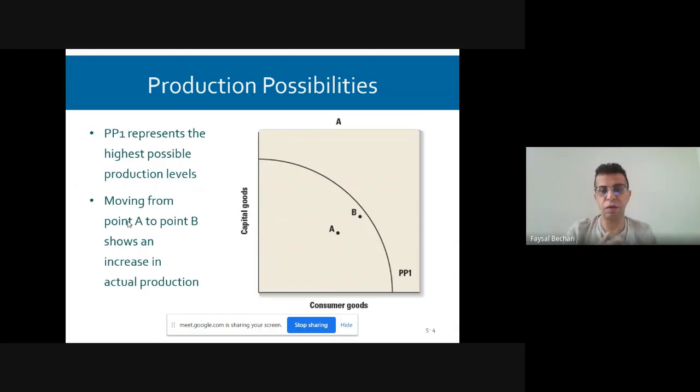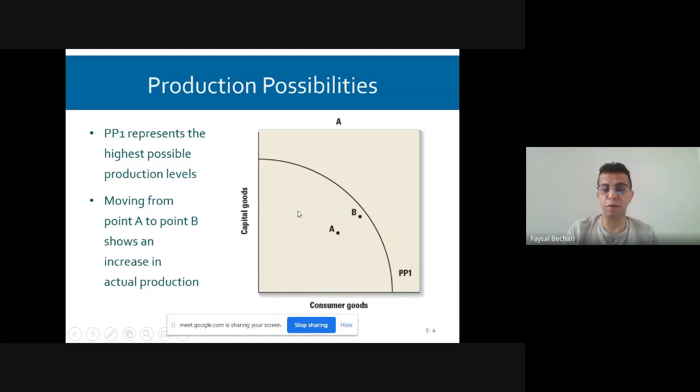Now, let me try to explain from the basic thing. So, the production possibilities. What are the production possibilities? The production possibility curve represents the highest point in all cases. So when there are consumer goods and capital goods available, with fewer capital goods, you will have more consumer goods. The PP1 represents the highest possible production level.